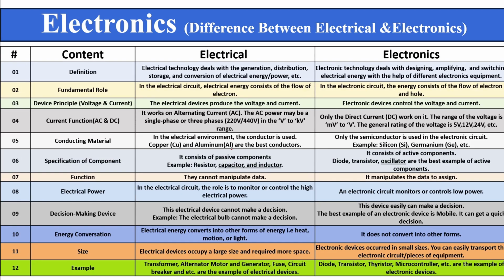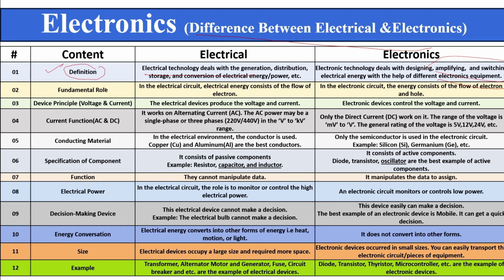So the second question is, what is the difference between electrical and electronics? The first criterion of difference is the definition. Electrical technology deals with generation, distribution, storage and conversion of electrical energy. But electronics technology does not deal with the generation, storage, and conversion of electrical energy. Basically, it deals with designing, amplifying, and switching electrical energy with the help of different electronic devices. That means most of the processing and controlling action is performed by electronic equipment.